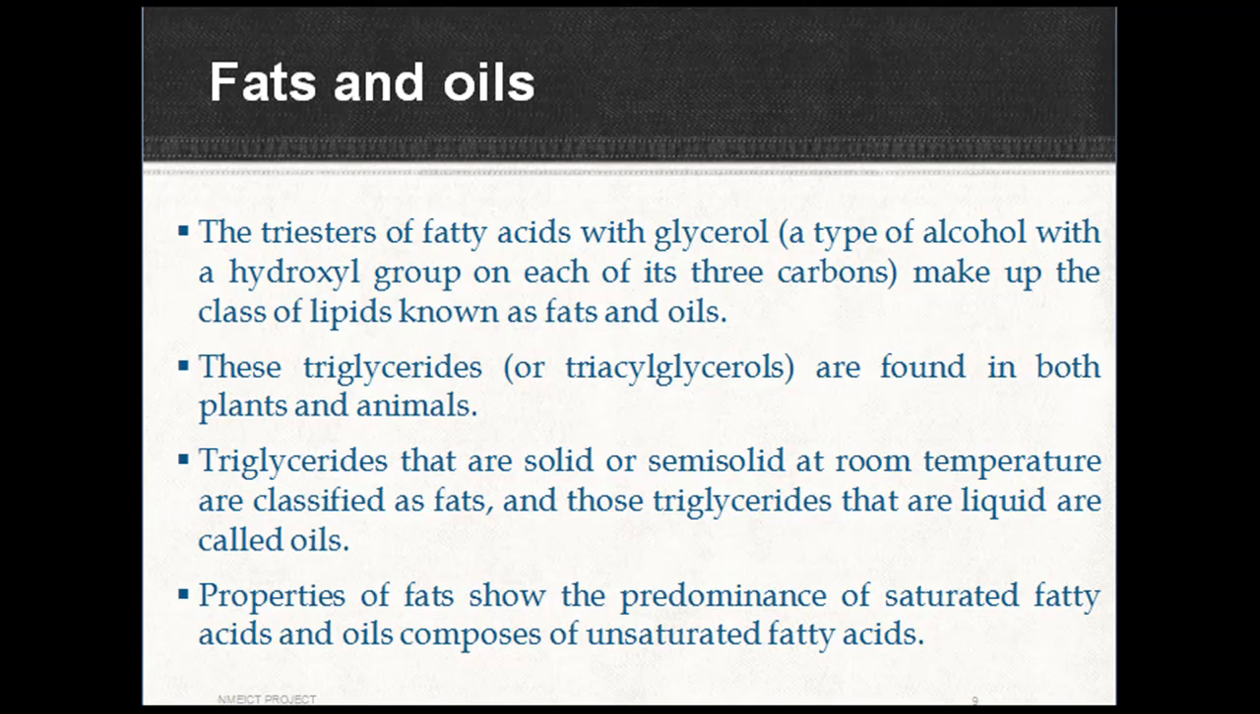Properties of fat show the predominance of saturated fatty acids, and oils are composed of unsaturated fatty acids. The difference between oils and fat lies in their melting temperatures rather than a fundamental structural difference. The constituent compounds include tetradecanoic acid, hexadecanoic acid, linoleic acid, oleic acid and glycerol.